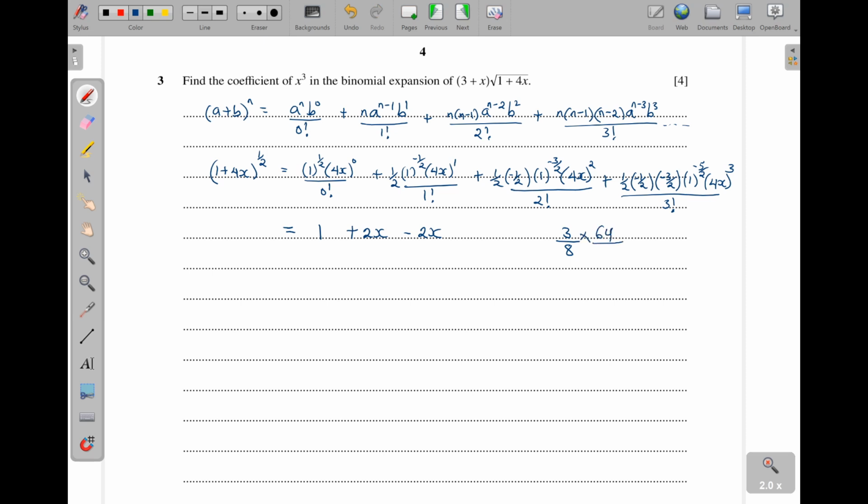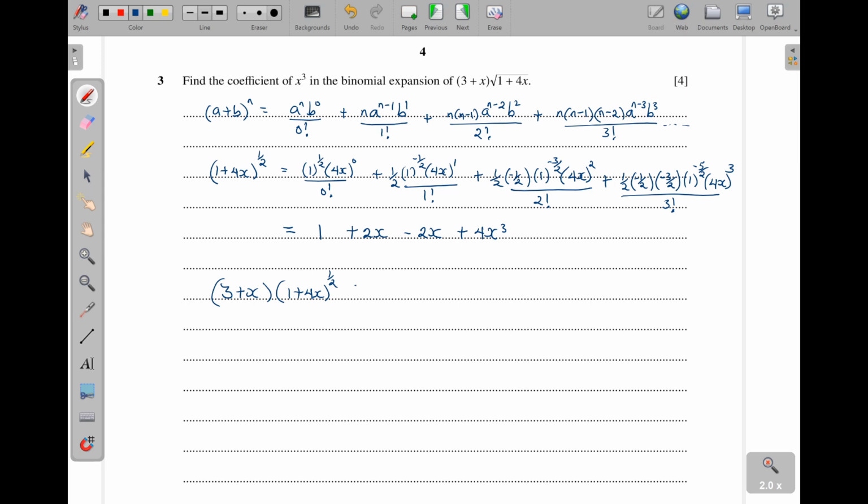Then over 3 factorial, which is 6, which is 3 times 2, if I may say. Then this one cancels that. 8 times 2, that is a 16. So 64 divided by 16, that one gives us a 4. So we shall have 4x cubed. And then from there, now this expansion 3 plus x into the square root of 1 plus 4x, power half, is the same as getting this 3 plus x.